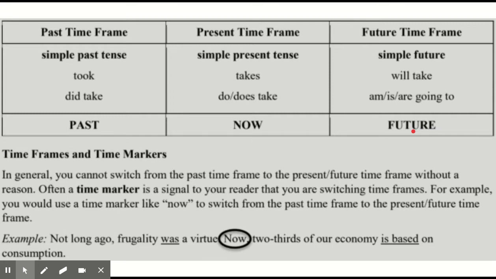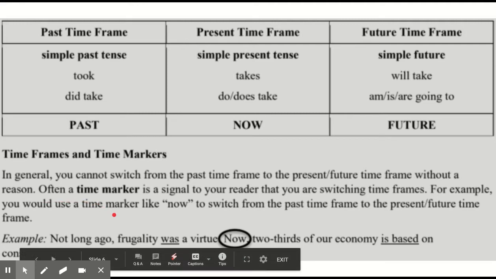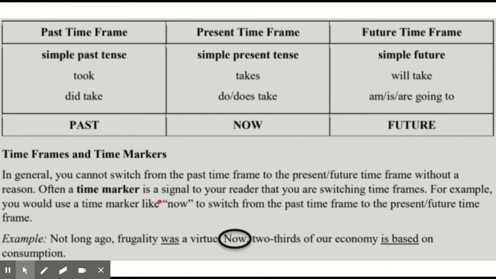In order to determine the past, present, and future, we need to be able to use and analyze time markers, because it's difficult to just switch from a past time frame to the present or future time frame without a reason. So we signal to our reader when we are switching time frames. For example, you would use the word "now" to switch from the past to the present. This is the example sentence.